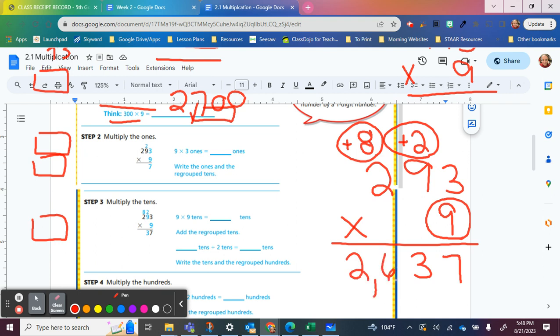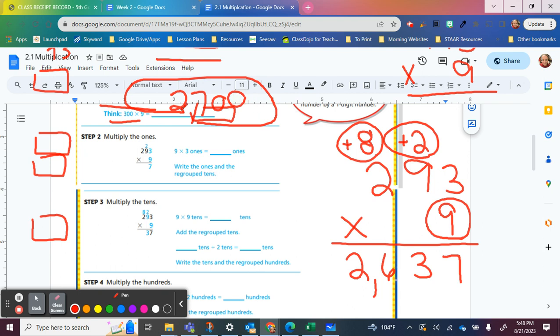And so once we get our answer, so this right here, it just goes through, multiply the ones, that was the 9 times 3, multiply the tens, that was the 9 times 9, plus the 2, and then multiply the hundreds, 9 times 2 hundreds, plus the 8 more. And so here's our final answer that we got. And this is very close to this 2,700. And so we can tell that our answer is reasonable.